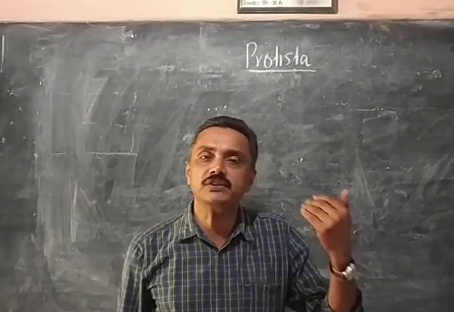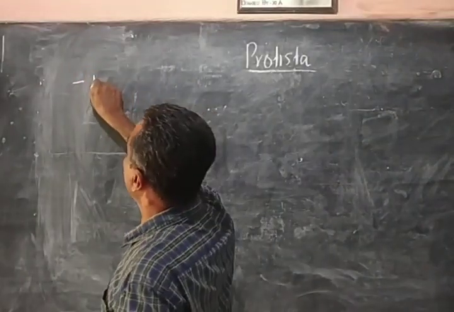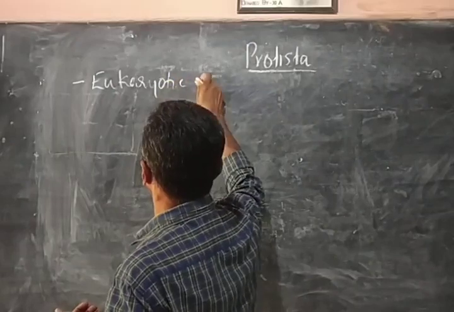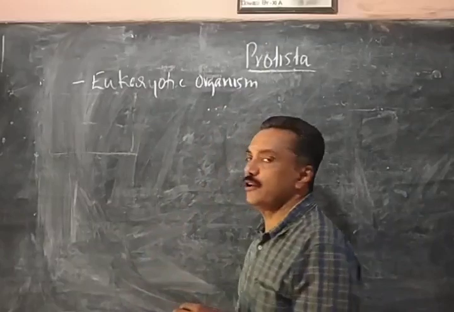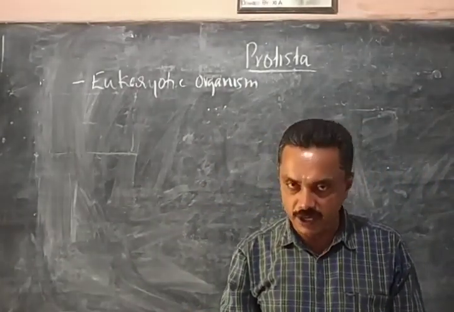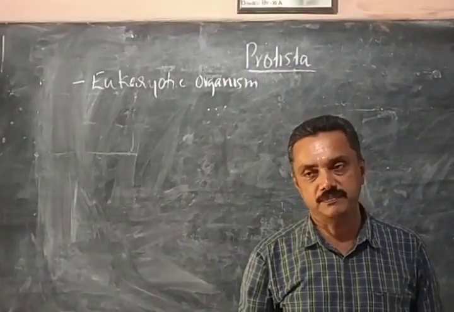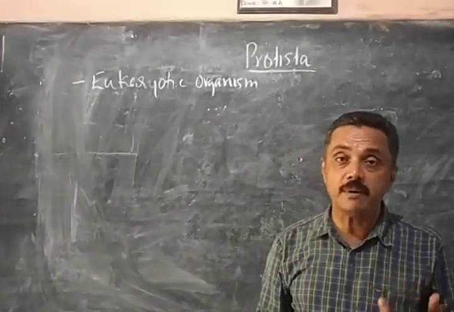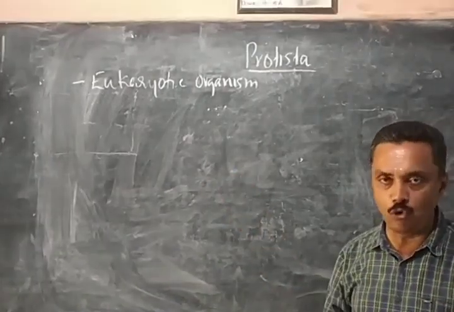See, kingdom Protista, as you know, includes all eukaryotic organisms. You know what is the meaning of eukaryotic organism? They are with the nucleus and clear membrane bound organelles. Developed type of cell. The primitive type of cell is called prokaryotic cell. So they are all eukaryotic organisms with the nucleus and membrane bound organelles. Examples: amoeba, paramecium, etc. come under this group.